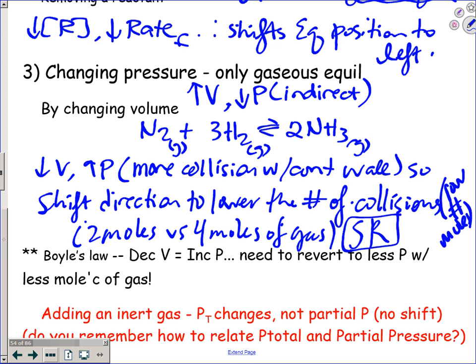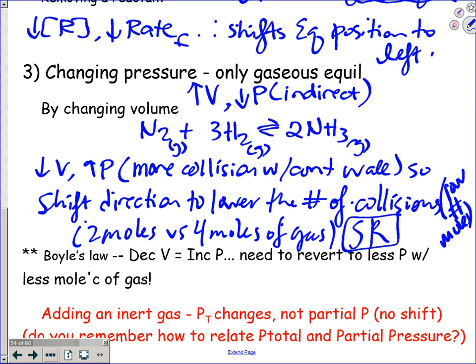Okay. So opposite of that, if I have tighter volume, what happens to pressure? Increases, so we shift to the side with, sorry, I went the same way. Increased volume causes what pressure? Lesser pressure, so I want to get pressure back up, so I go to the side with more moles, so more collisions, so higher pressure again. Are we okay so far? Some people are shaking their heads.